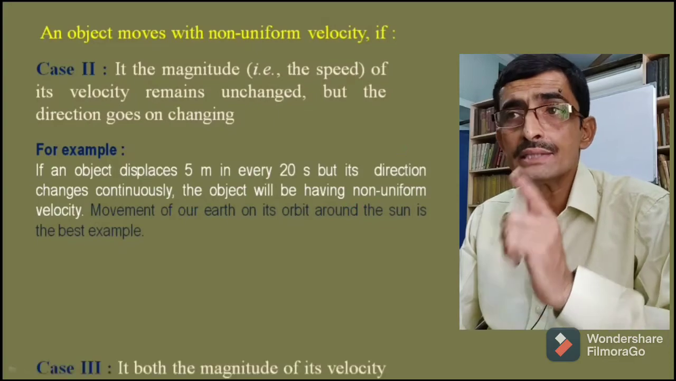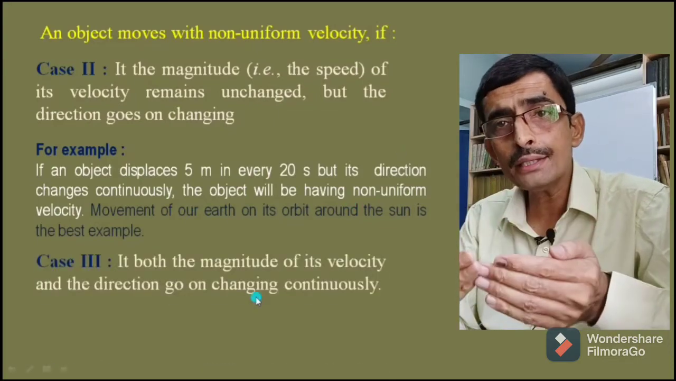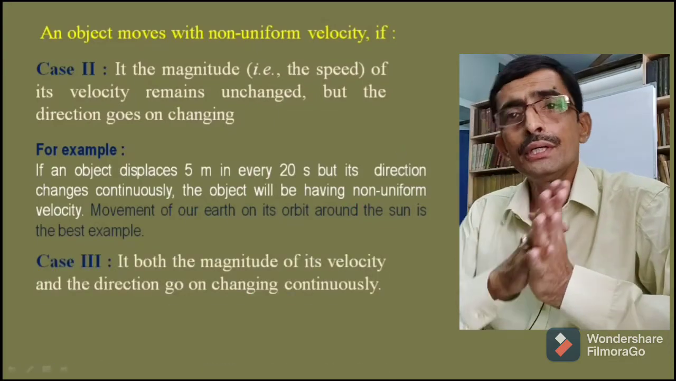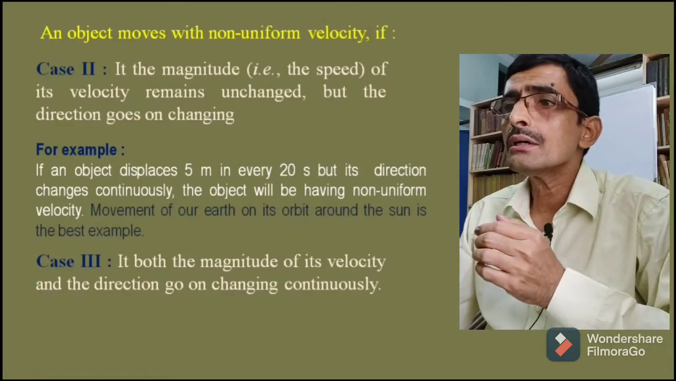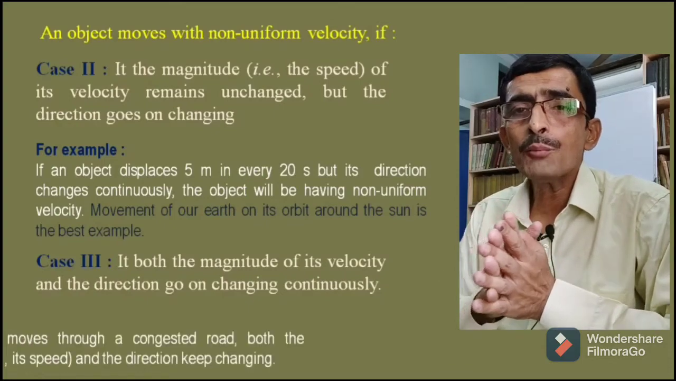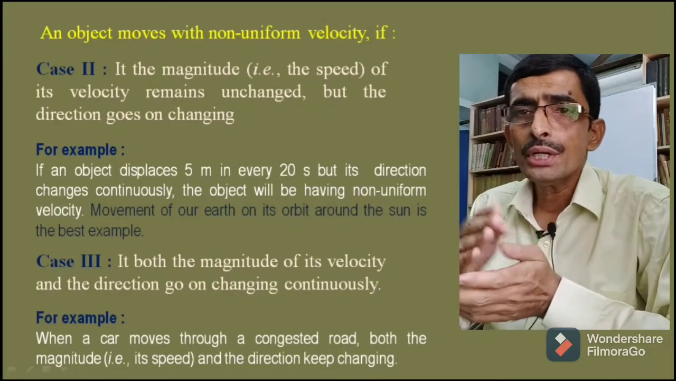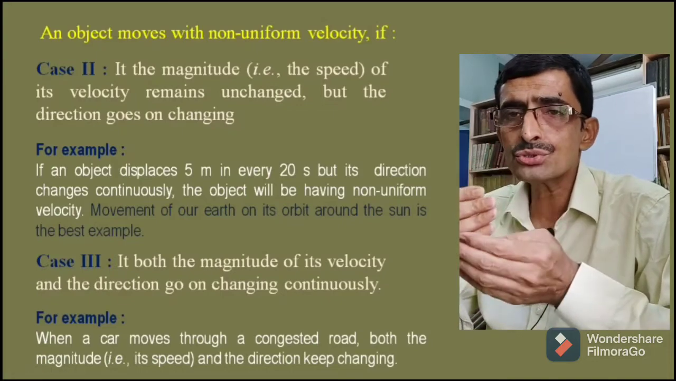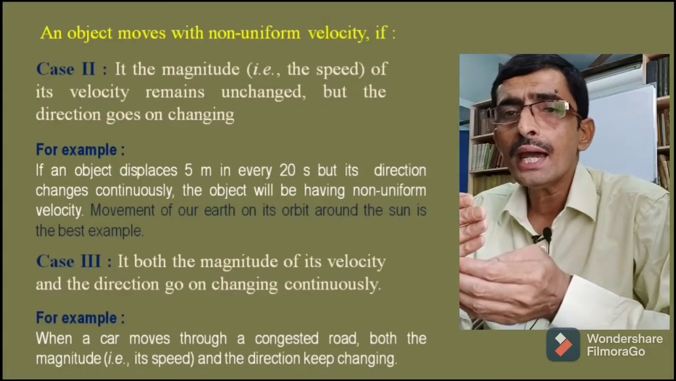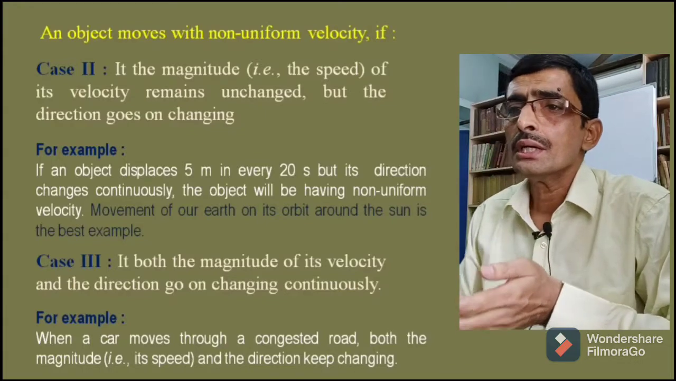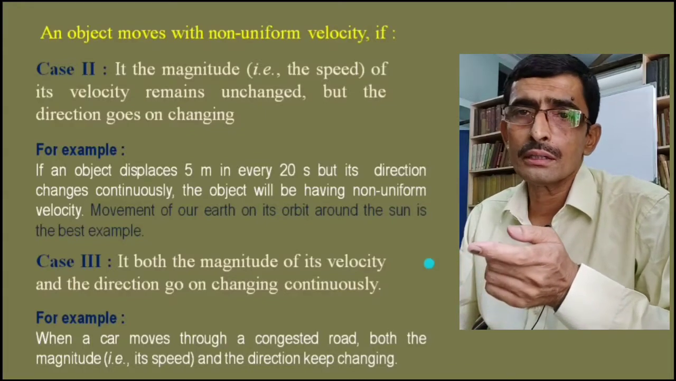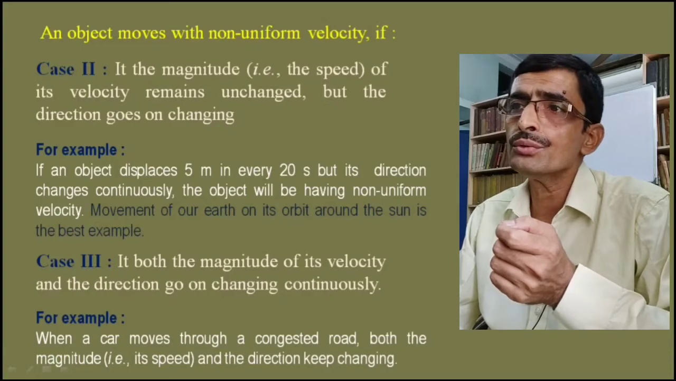And case 3, where both magnitude and direction change. For example, if a car moves through a congested road, it needs to change its speed as well as the direction. Therefore its velocity will be non-uniform.